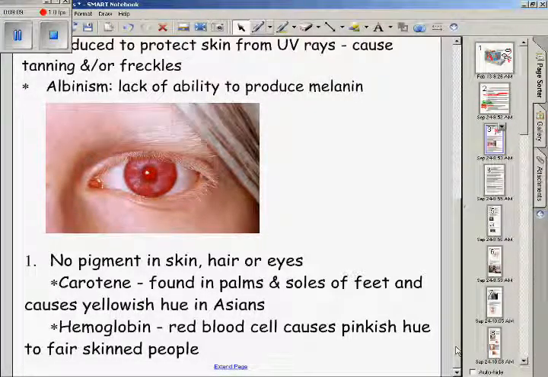How come the eyes are red though? Because you see the blood vessels dilate, that's why the eyes are red. Since you don't have the coloring, we're actually just seeing the blood back in the back.